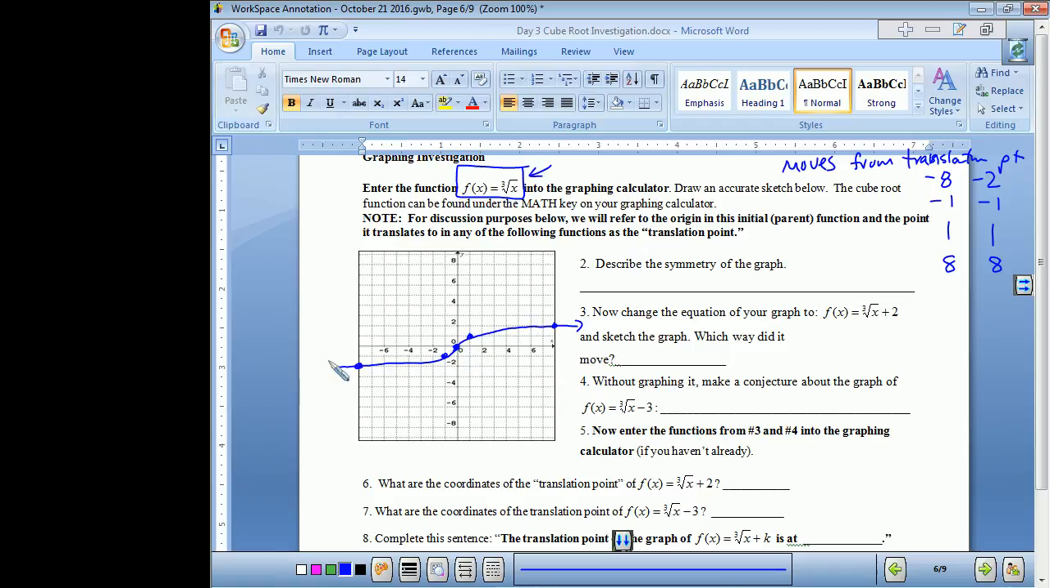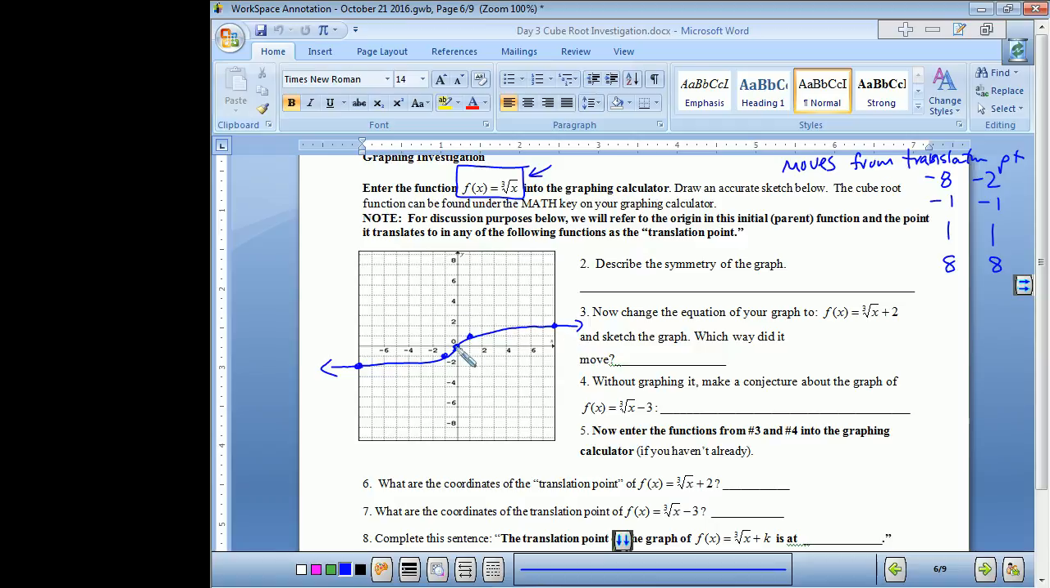Now it looks kind of like I took a cube and just twisted it, doesn't it? Sideways cube. A cubed root is like a sideways cube. Now, because I can take the cube root of negatives, I don't have a restriction on my x values. That domain goes forever left and forever right, so negative infinity to positive infinity, right?